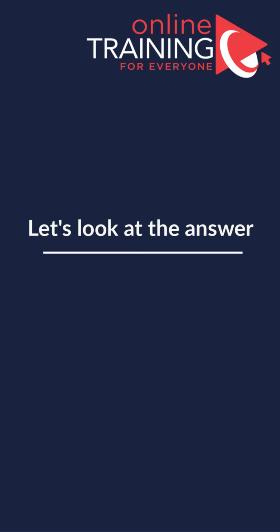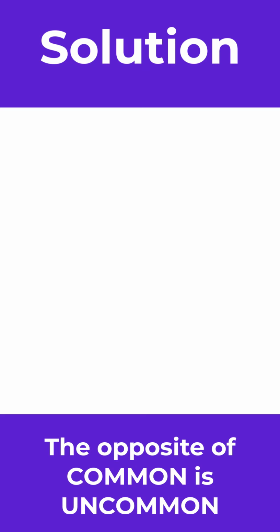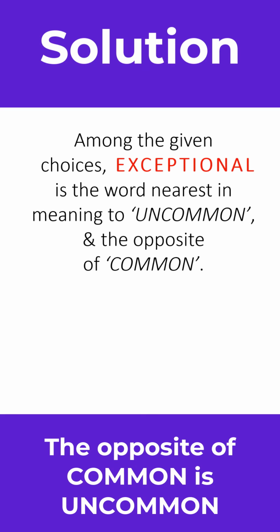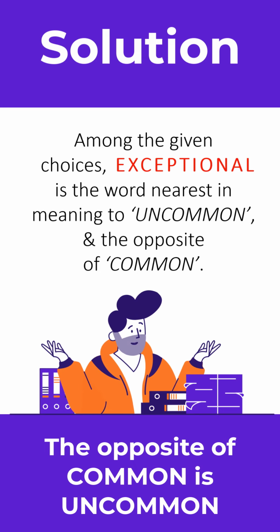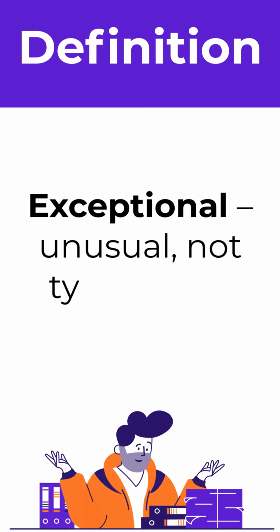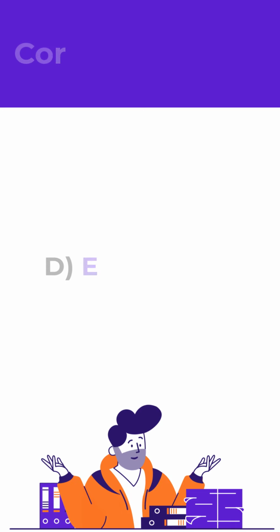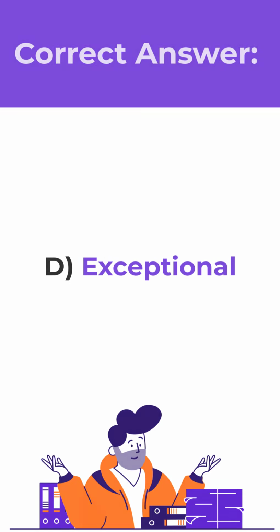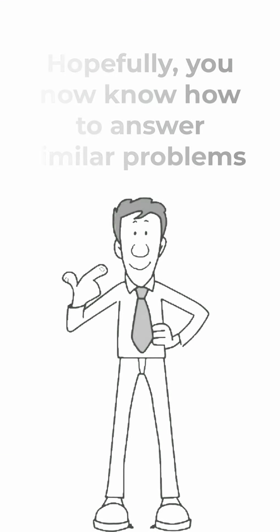You can come up with the correct answer by thinking logically. For example, the opposite of the word common is the word uncommon, which means that among the given choices, exceptional is the word which is closest to the meaning of uncommon, and which is also the opposite of common. Let's look at the definition. The definition of exceptional is unusual and not typical, which is not common. So the correct choice here is choice D, exceptional. Hopefully you've nailed this question and now know how to answer similar problems on the test.